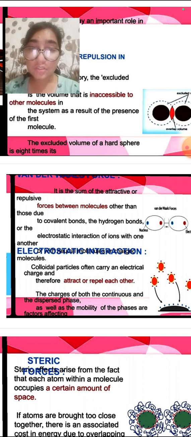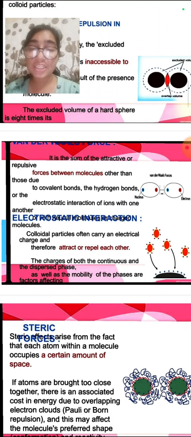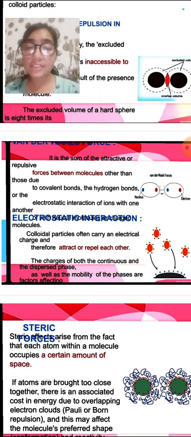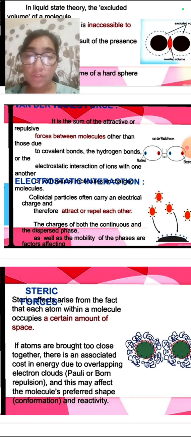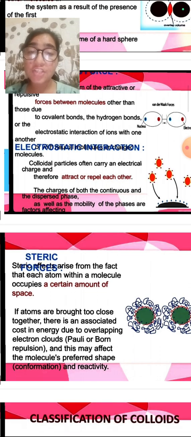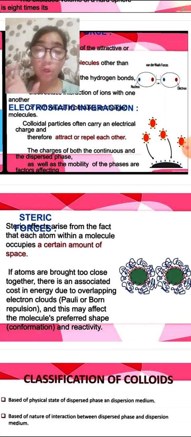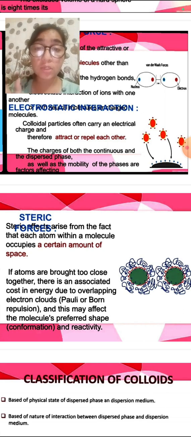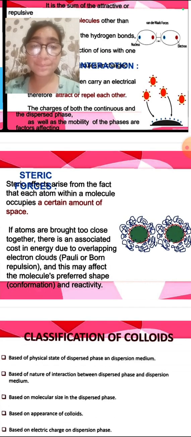Electrostatic interactions. The colloidal particles often carry an electrical charge, and therefore attract or repel each other. The charges of both the continuous and the dispersed phase, as well as the mobility of the phases, are factors affecting this. Steric forces. Steric forces arise from the fact that each atom within a molecule occupies a certain amount of space. If the atoms are brought too close together, there is an associated cost in energy due to the overlapping of electron clouds, Pauli or Born repulsion, and this may affect the molecule's preferred shape and reactivity.